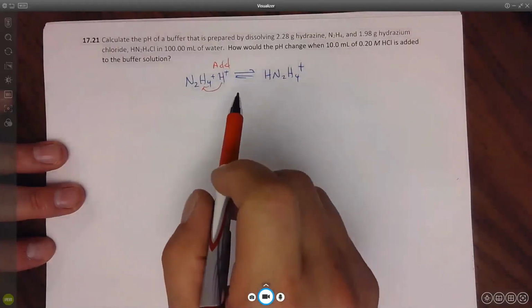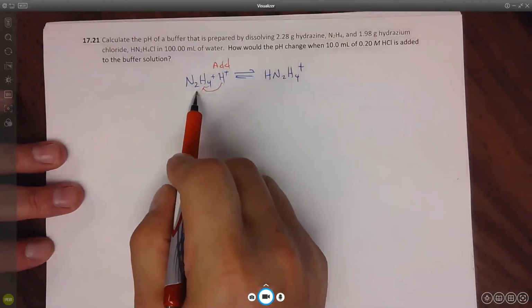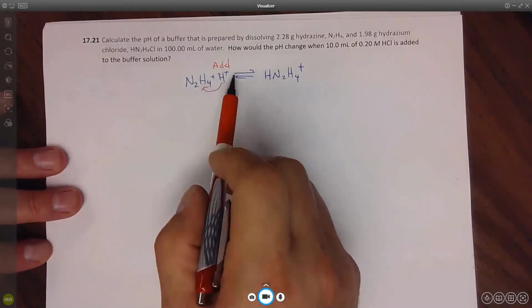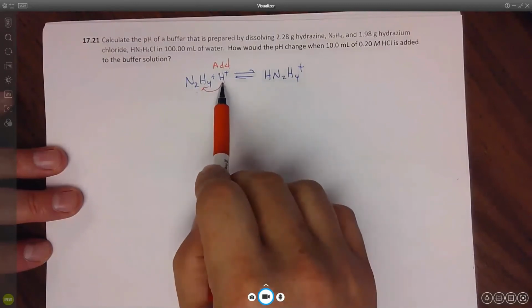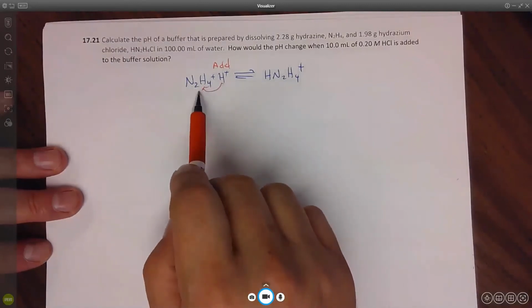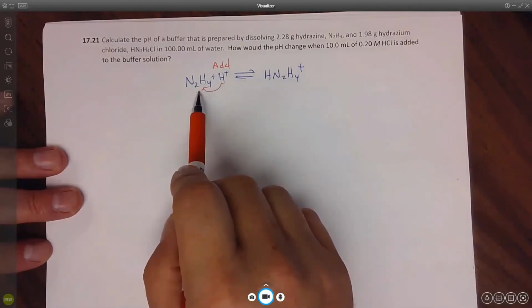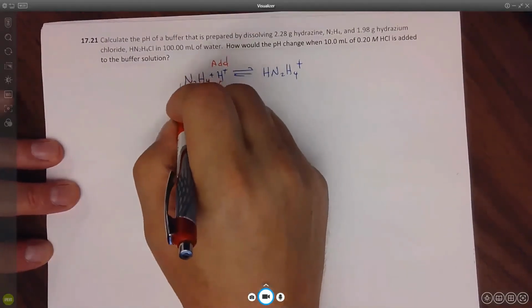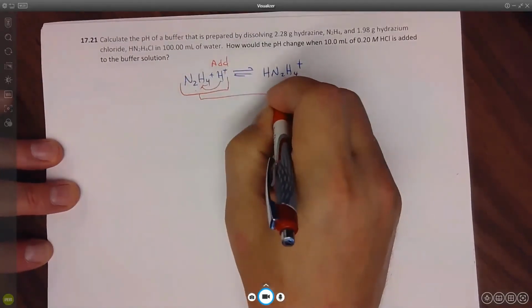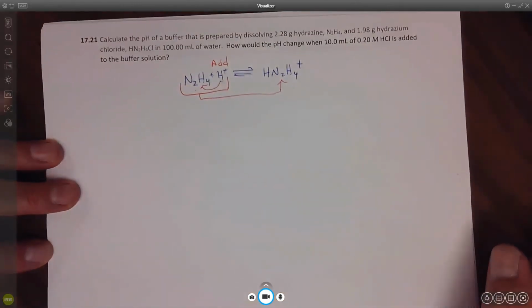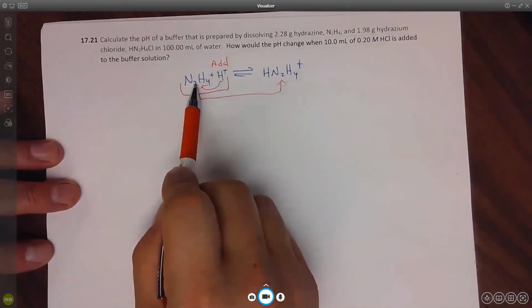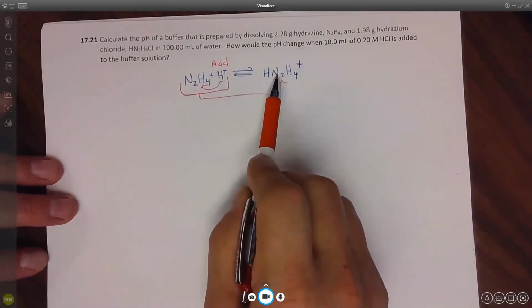So what happens to this base? If I lose as many moles of base as I added H+, what happened to the base? It becomes the acid. So as many moles of H+ that I add, I'm going to lose that many moles of base, and I'm going to gain that many moles of our conjugate acid.